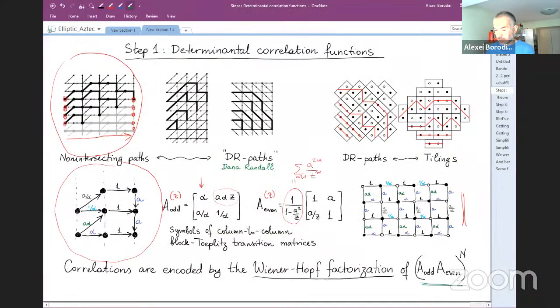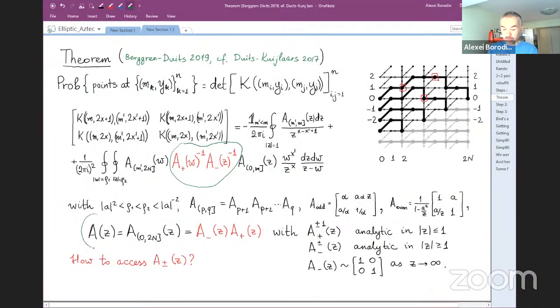So one takes the product of these 2-by-2 matrices, then raises it to a large power. This is the matrix A of Z over here. And then one wants to split it into the product of holomorphic inside and outside of the unit circle. And once one knows that, one puts it into this contour integral, and that is a workable expression for extracting answers to asymptotic questions. So let me keep this at that level, and let me get to the question of how one actually does this Wiener-Hopf factorization.